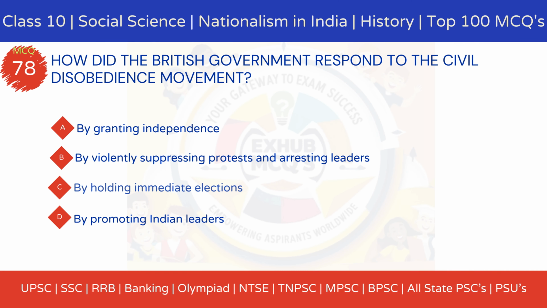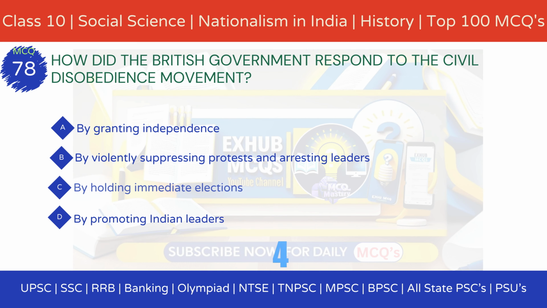MCQ 78. How did the British government respond to the civil disobedience movement? Option A. By granting independence. Option B. By violently suppressing protests and arresting leaders. Option C. By holding immediate elections. Option D. By promoting Indian leaders.